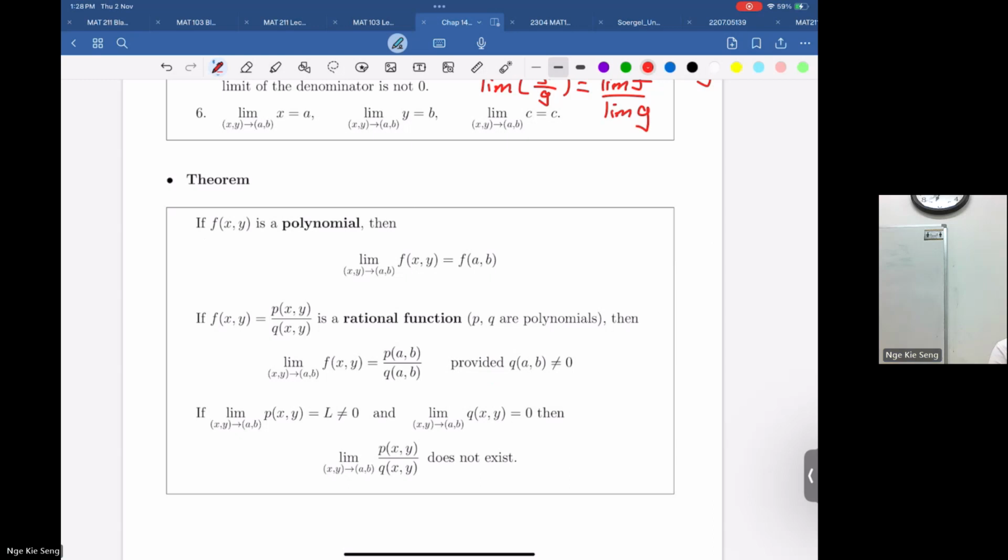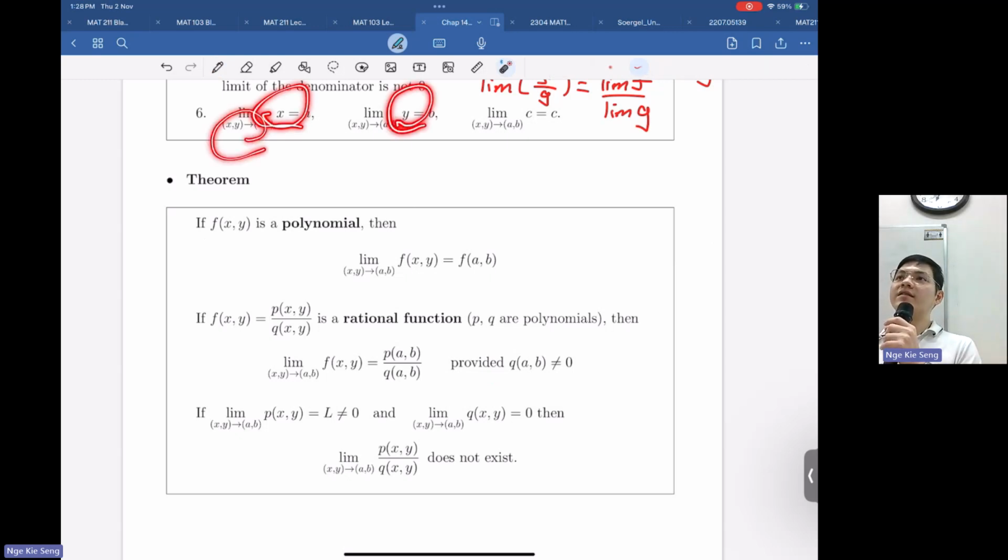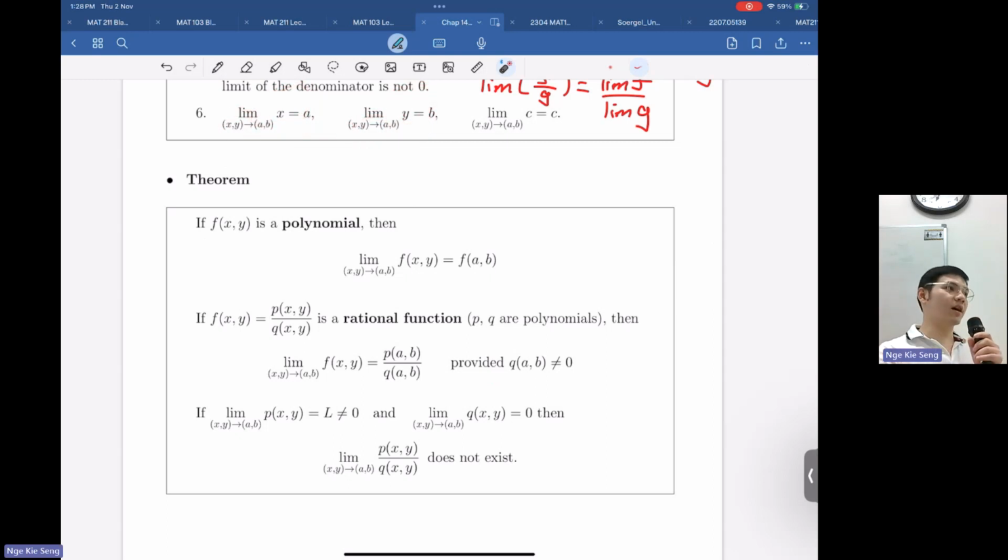But how are you so sure that f can take value on that point? Because a polynomial is always continuous. Polynomials are built out of x and y. X and y are continuous, so the product of them is also continuous. So one point you may want to take note of is that the product of continuous functions is continuous.